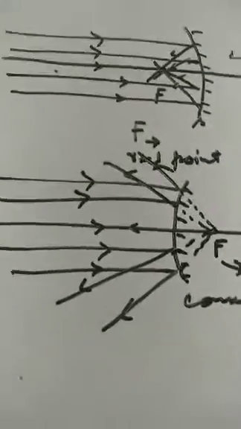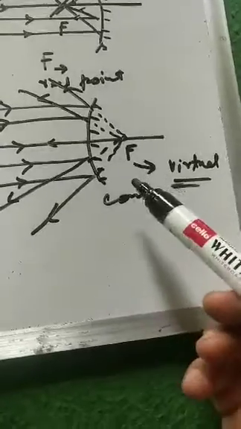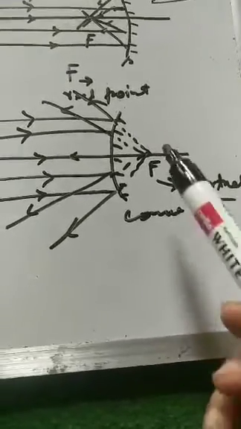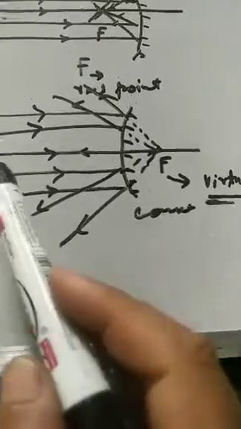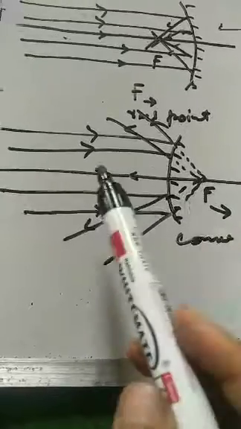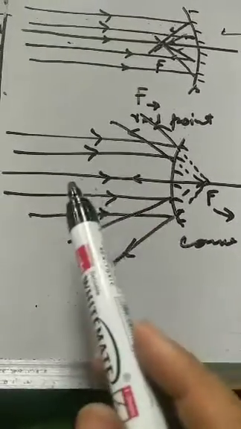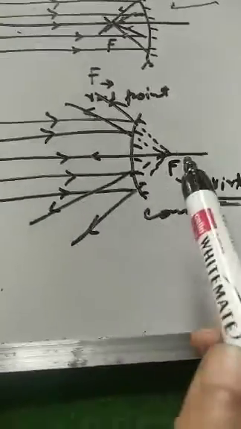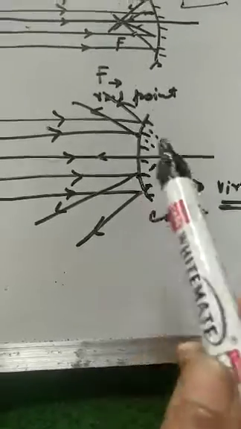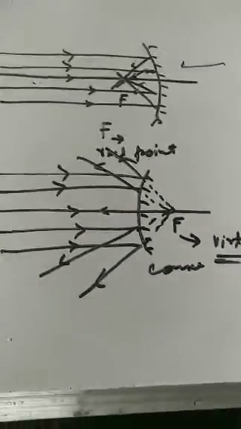So what is principal focus in case of convex mirror? It is the point on the principal axis from which a parallel beam of light which is parallel to the principal axis appears to diverge after reflection in case of convex mirror. So F, this is the principal focus.